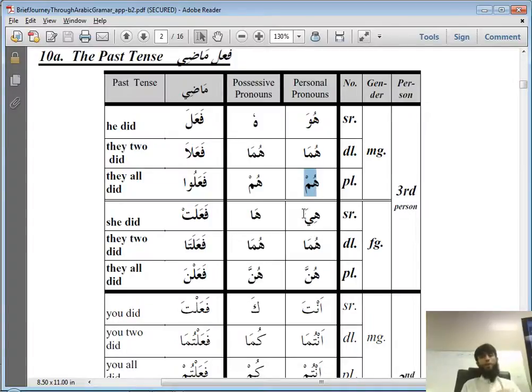Okay, now we go on to the female gender. Hiya is she, and huma is for two females, and hunna is for more than two females. More than two females. So them. So they. In English we just have they, right? But in Arabic we have they male and they females. Okay. It is okay for you to use hum to represent they consisting of male and females. Okay. So far so good.